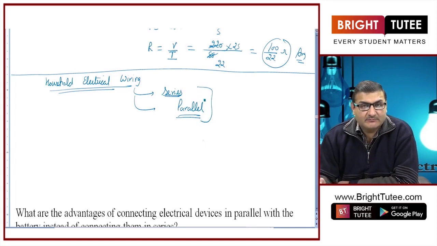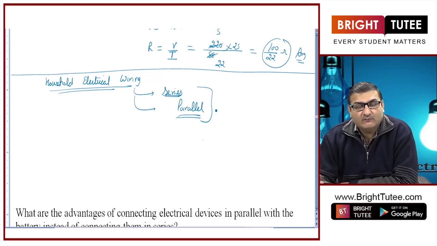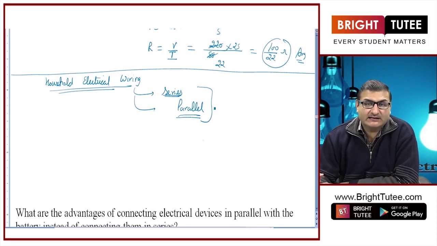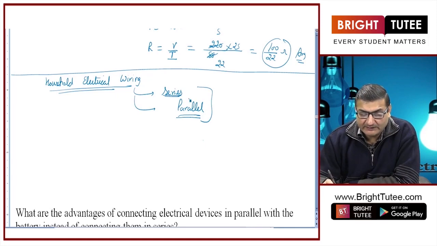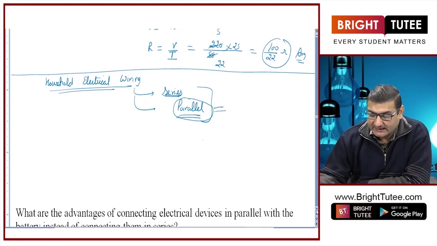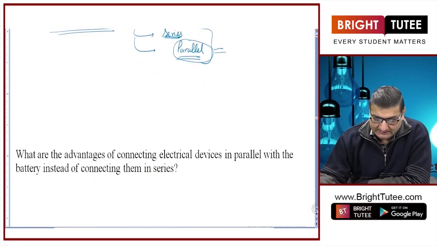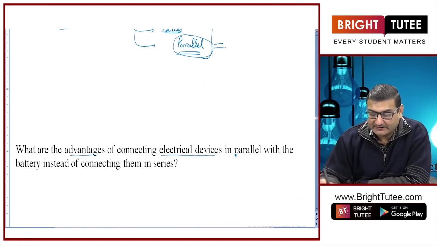Whether we take series combination in our homes or we take parallel combination in our homes, in that case we need to see what are the reasons, what are the advantages and disadvantages of series or parallel. Now, let me tell you, whenever we connect our household appliances, we connect them in parallel combination. Why? We will just see in a second, and this is what our next question comes, that what are the advantages of connecting the household electrical devices in parallel.